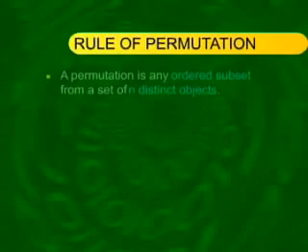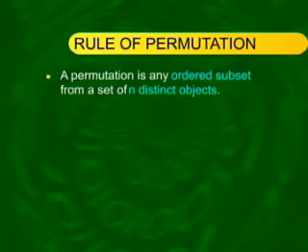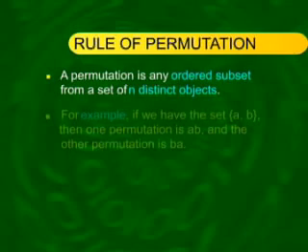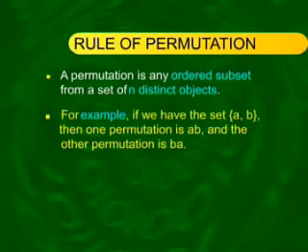All right, let us begin the discussion with the concept of permutations. As you now see on the screen, a permutation is any ordered subset from a set of n distinct objects. For example, if we have the set A, B, then one permutation is AB and the other permutation is BA.